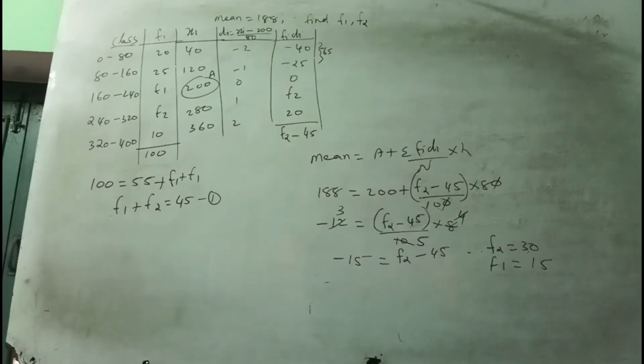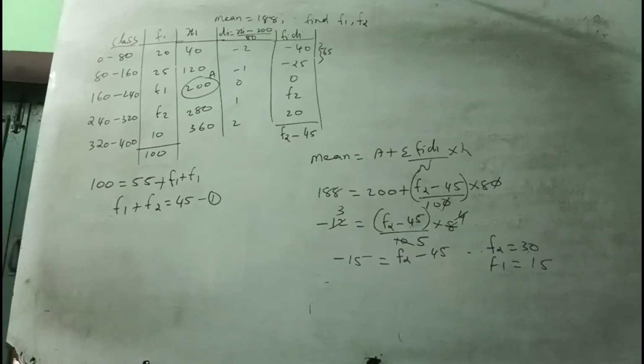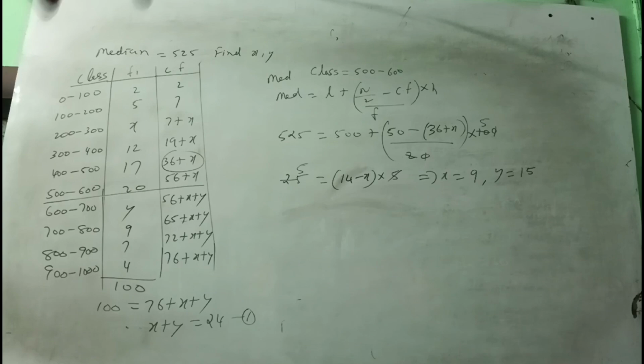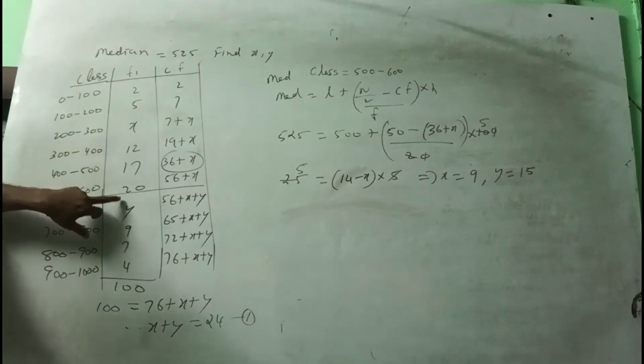Now we will see a similar type of question with the median. A similar type of problem is given in the median. Here median is given as 525. You need to find out the missing frequencies x and y.